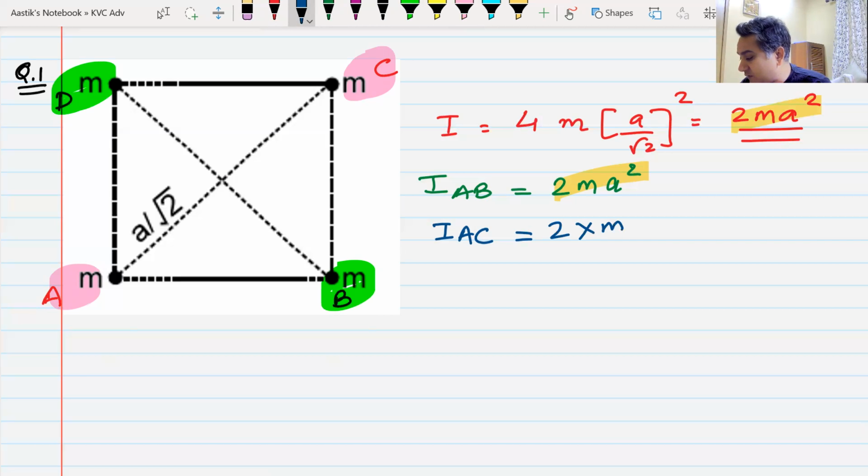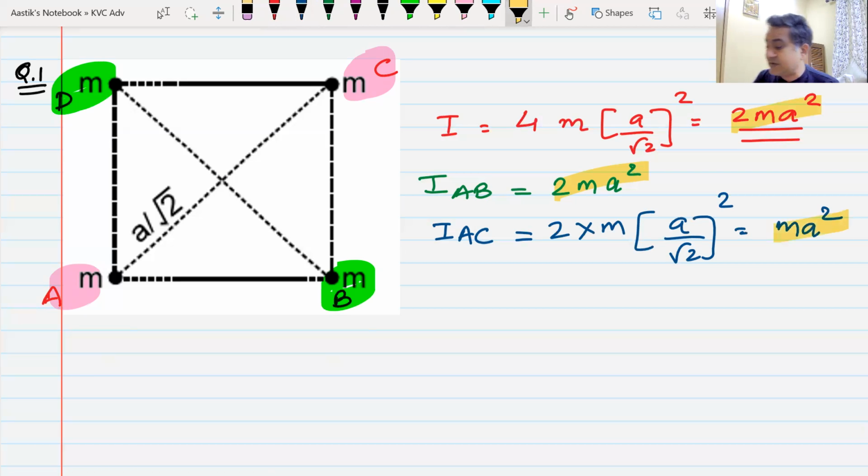Moment of inertia of any one, distance is a by root 2, so (a by root 2) square. 2 times m into (a by root 2) square, it is ma square. As you can see, this moment of inertia is coming different because the distribution has changed.